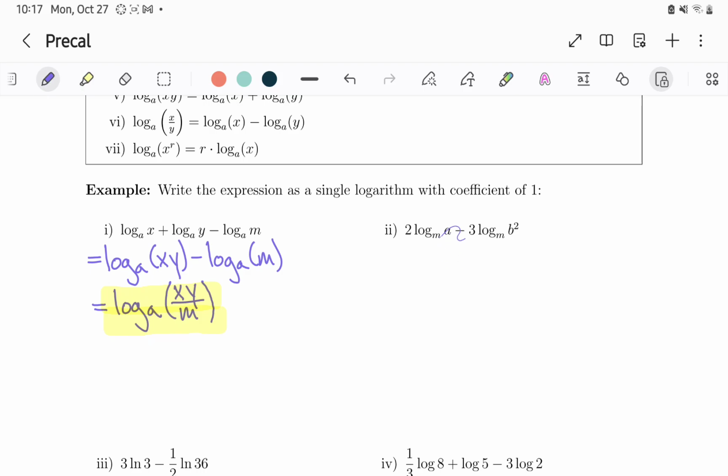In example 2, we're given 2 times log base m of a minus 3 times log base m of b squared. We are going to have to use the power property, property 7 here. For 2 times log base m of a, that's going to be equal to log base m of a squared according to the power property. And then 3 times log base m of b squared is the same as log base m of b squared cubed.